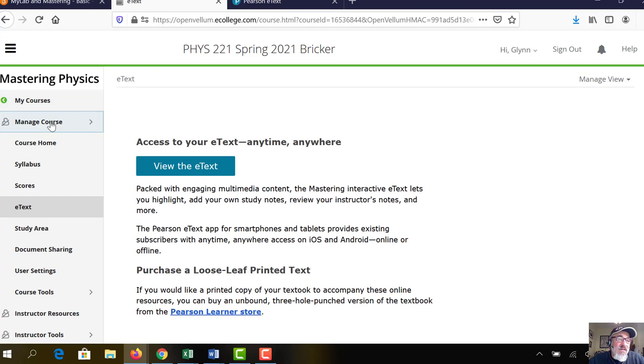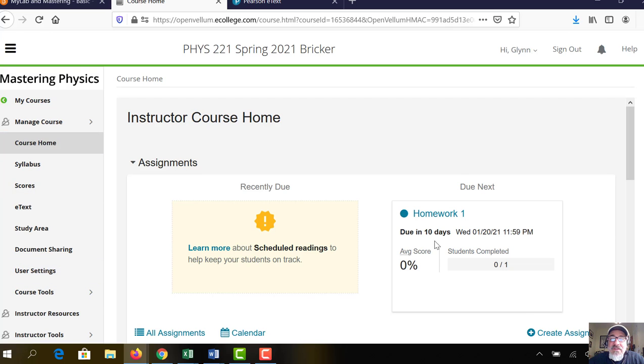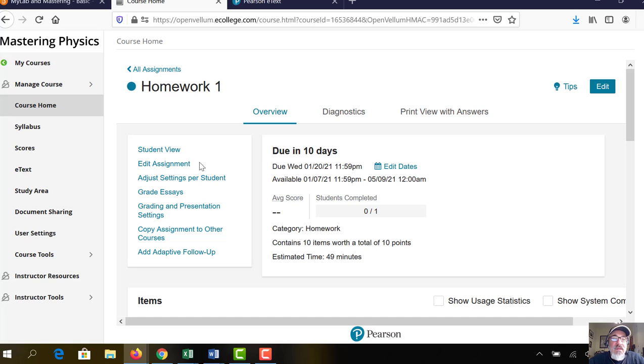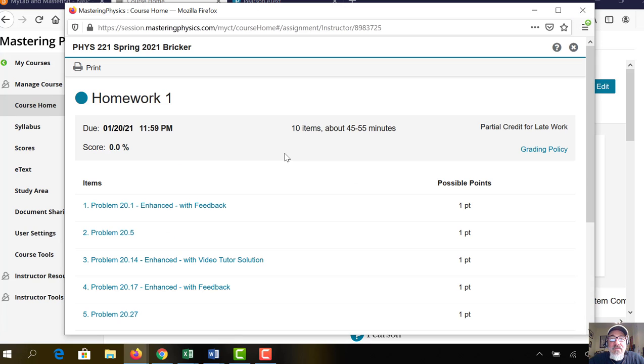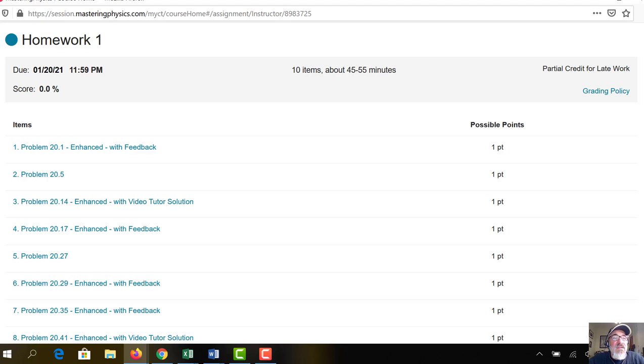And then we also have homework here. Go to course home. Yours isn't going to look exactly like this one. The first homework is actually up. It's not due until Wednesday, January 20th, though. Here's what it looks like. Pick student view. You probably already experienced Mastering Physics. Well, I know you did if you had me as a teacher before. So homework 1, due the 20th. And this is what the first problem might look like.